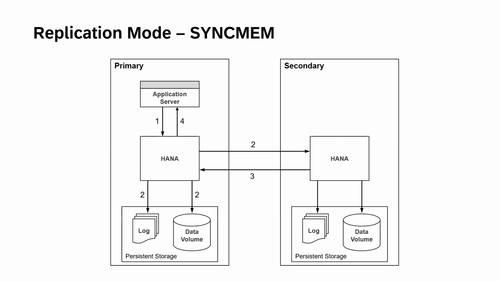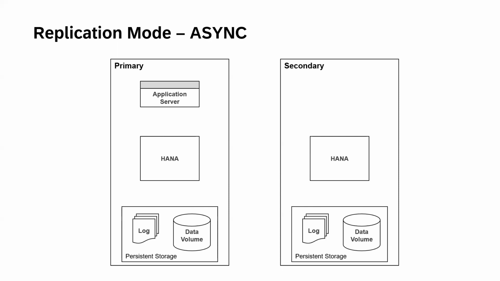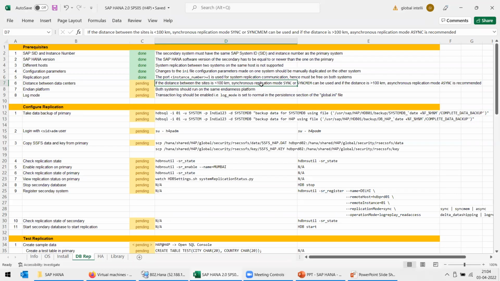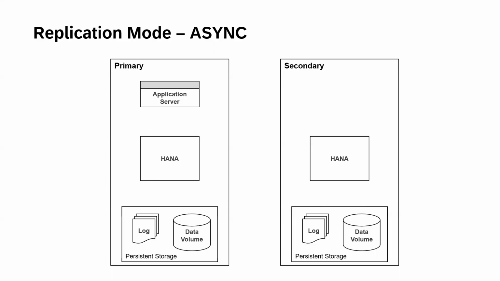Yes. Okay. Now there is another method which is called async. Here we have seen in the example that if the distance between the sites is more than 100 kilometers, then asynchronous replication mode, or async, is recommended. What is async? Again, when the application data is changed, information is sent from the application to the HANA instance. The HANA instance updates its own data volume and log segments, and simultaneously it sends the information to the secondary instance also, but it doesn't wait for any acknowledgement from the secondary instance.